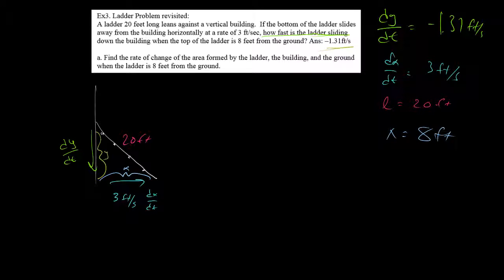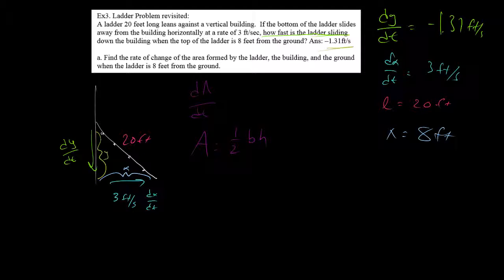So now we want to find the rate of change of the area with respect to time. So we have to think of an area formula. Area of our triangle is equal to 1/2 base times height. Pretty straightforward.